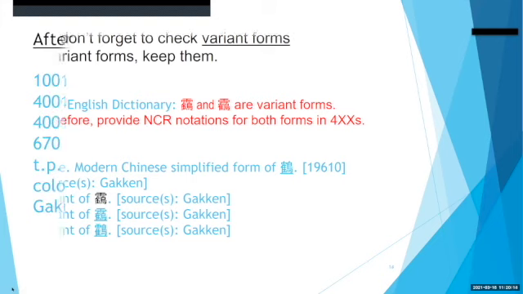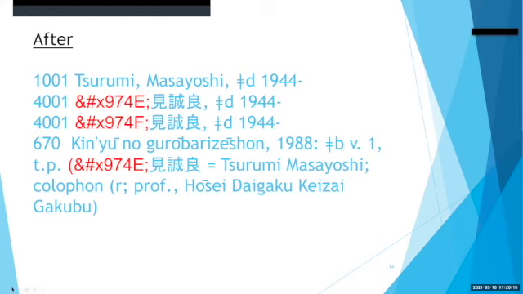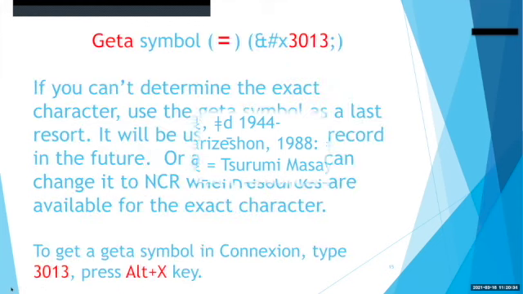Next slide, please. Okay, so since we verified the fact that both characters are variant, we keep both in 400. You do not need to justify the variant form in 670. Next slide, please.